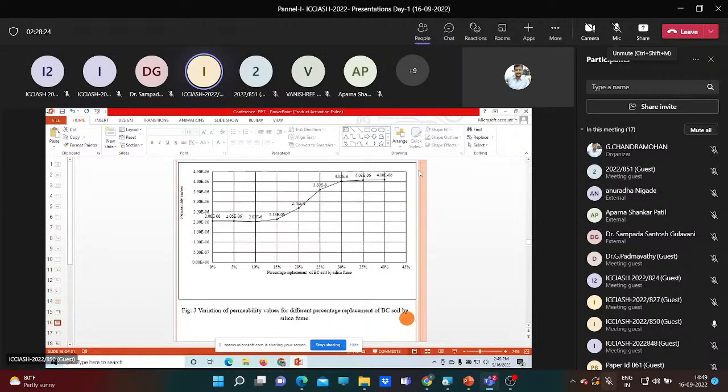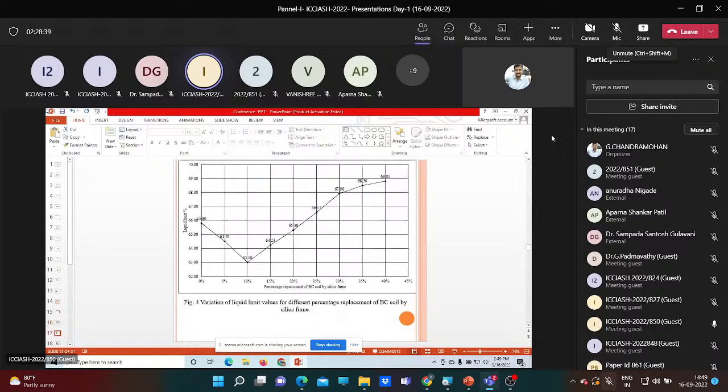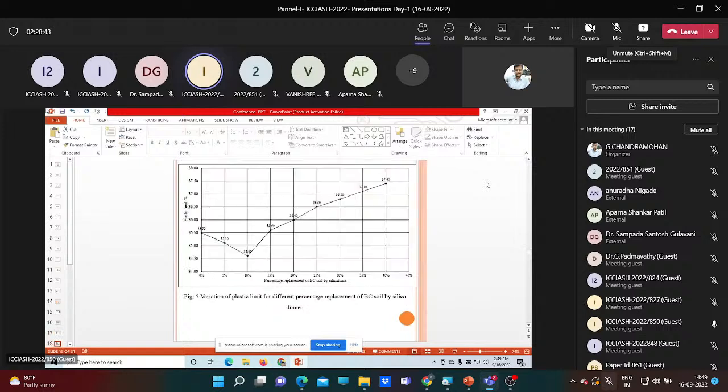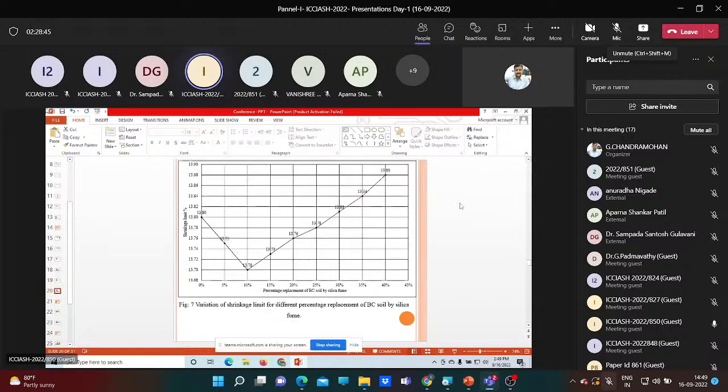So this is with respect to permeability. The optimum value, that is the least value for the permeability, was achieved at 10%, and with further increase in the percentage of silica fume, the permeability goes on increasing. The Atterberg limits, that is the liquid limit, plastic limit, and plasticity index, and also the shrinkage limit, showed that at 10% the value decreased, and with further increase in the percentage of silica fume, it goes on increasing.